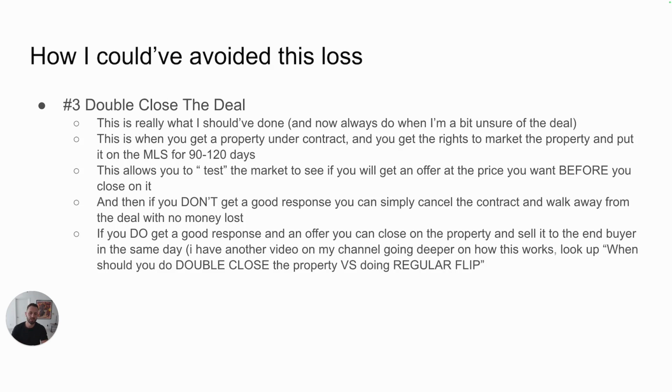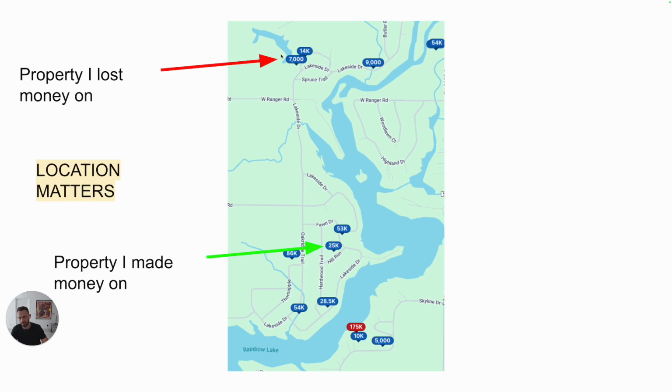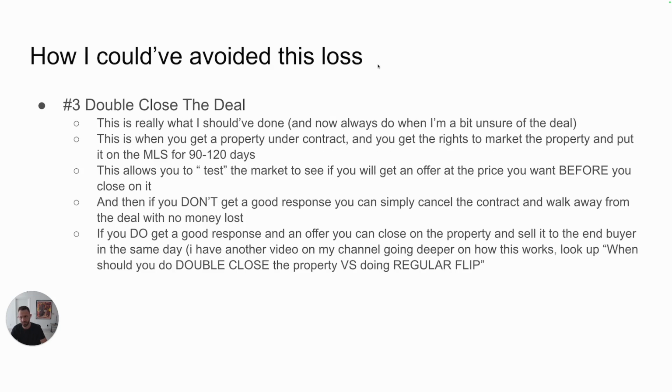And number 3, and this is really what I should have done, and now what I do on pretty much every deal, is I should have double closed the deal, okay? So anytime I have a deal where I'm not sure, where there's a big discrepancy like this, like, well, that sold for 14, this sold for 9, or there's any issues with the property that I know of, I tend to double close it because it's a safer bet for me. So let me explain what that is, okay?